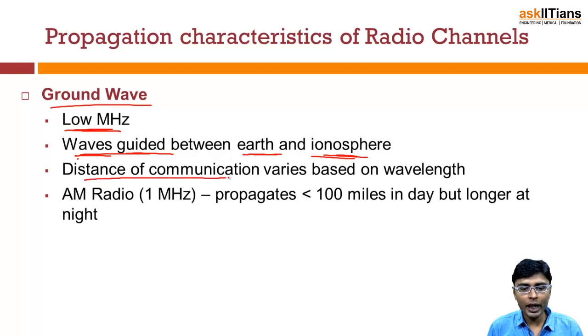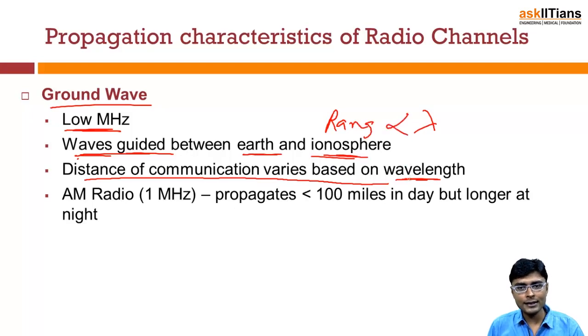And the distance of communication varies based on the wavelength. So the distance depends upon the wavelength, or we can say on the frequency. It has a direct relation with the wavelength. That means if we have a signal of higher wavelength, then the range will be higher, whereas if the wavelength is lesser, then the range will also be less as compared to the higher wavelength signal.